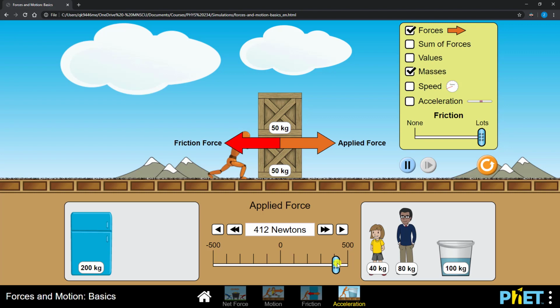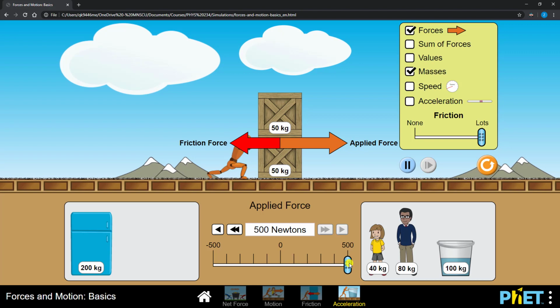So that's what happens here. Two parties are involved, two forces: applied force from you or the wooden figure against the crate, and also a frictional force from the ground against the crate. They're equal and opposite, so they render each other's effect null. That's why the crates are not moving.